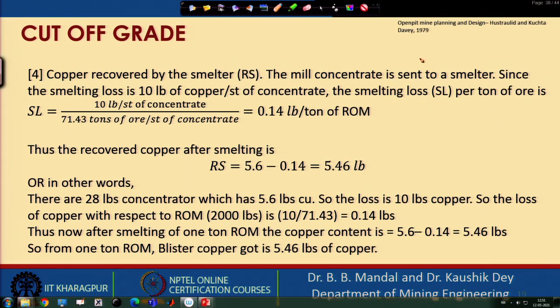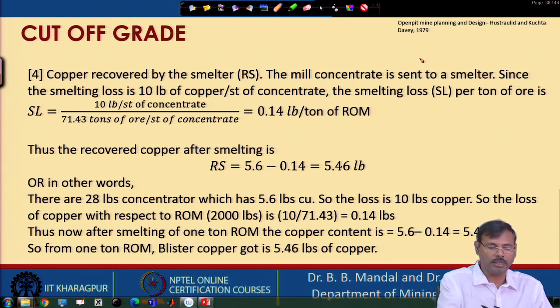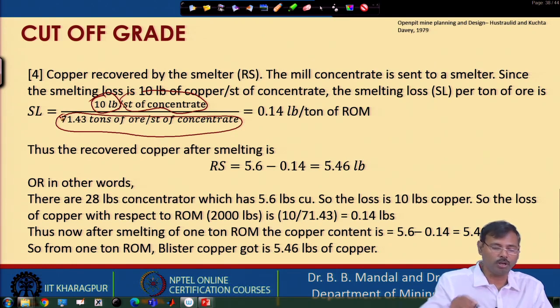Now, let us see what is the smelting loss. If we see the smelting loss, again we assume it remains the same, because we have assumed the concentration is the same. So, as the concentration is considered the same, our smelter is also behaving properly. And now, in the smelter we have found that 10 pound of copper is lost per short ton of the concentrate, and you understand per short ton of concentrate means it is 71.43 tons of ROM.